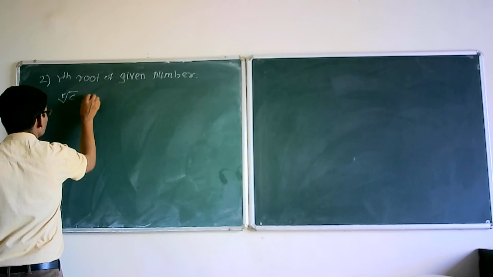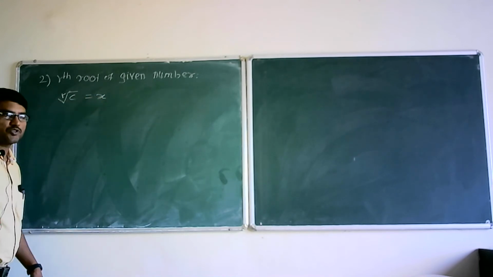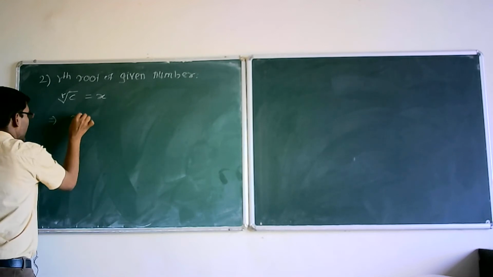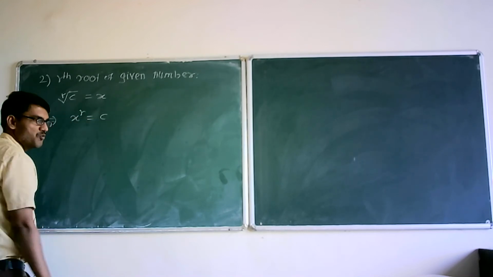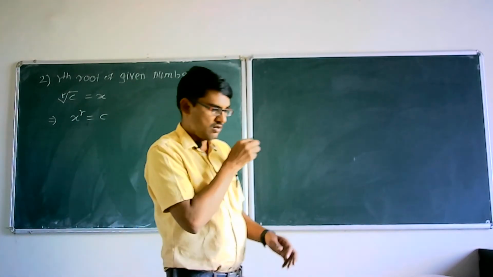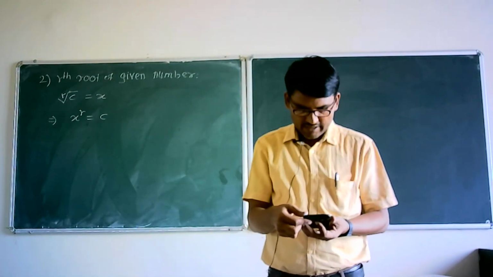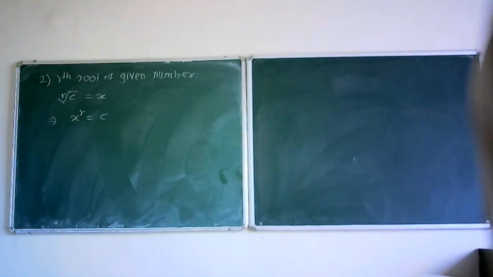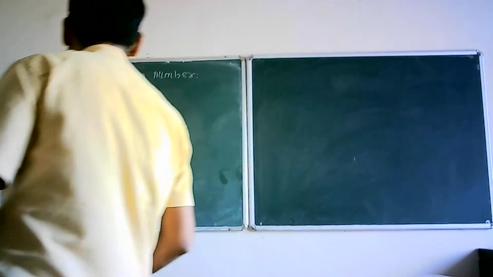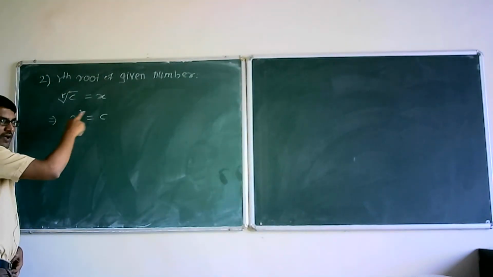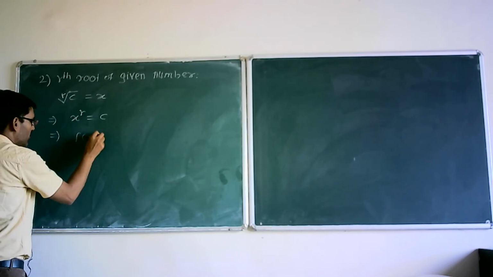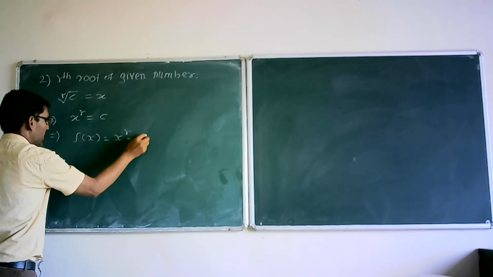So we assume here it is equal to x. We assume here again the r-th root of c is x. So this implies x raised to r is equal to c. If you take the r power on both sides, you will get x^r is equal to c. So from this we can write our f of x as x raised to r minus c.